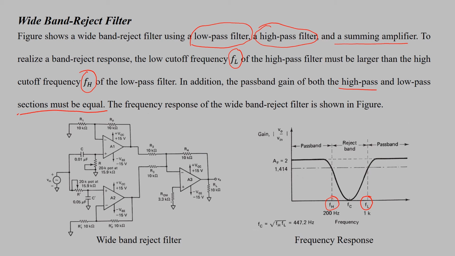So these are the challenges. Number one, FH should be less than FL, and second, the gain should be equal. This is how they are made equal: they are given to the negative terminal of the op amp, which is used as an adder.